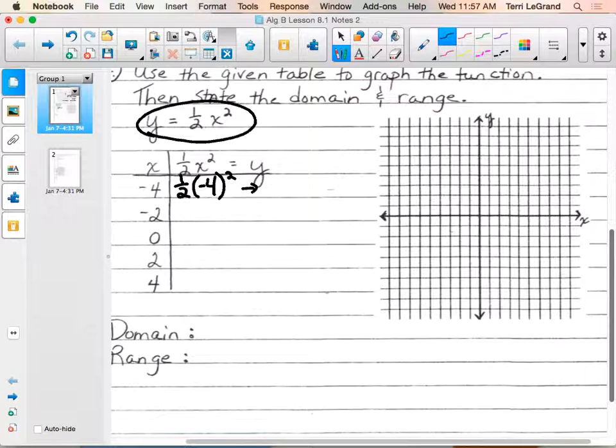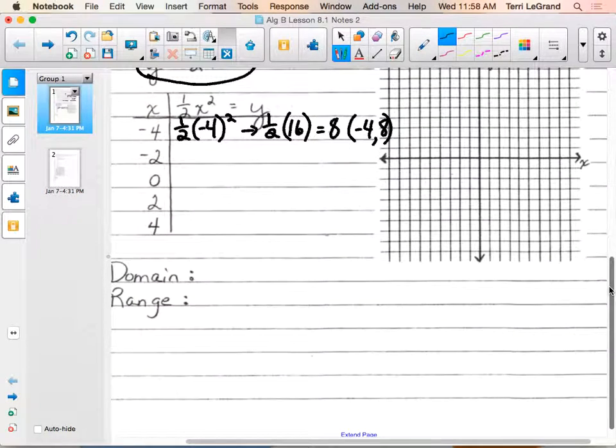So we're going to leave this as 1/2. And we're going to say, what is -4 times itself? 16. So what are we going to get for our y value? 8. 1/2 of 16 is 8. So let's write that ordered pair that we just found. We found ordered pair -4, 8. We have our first point for our graph.